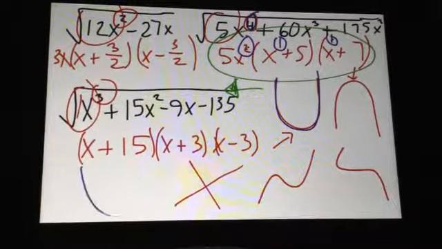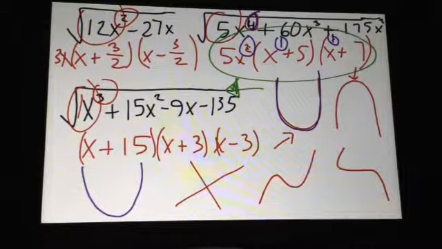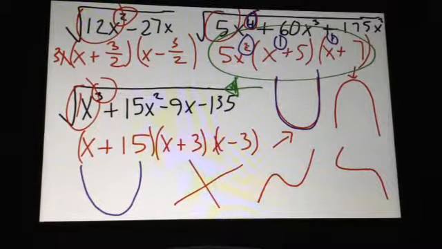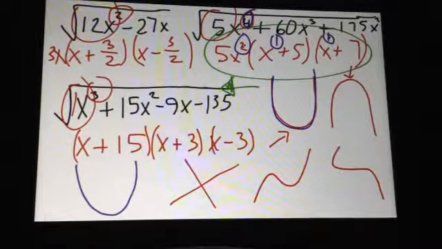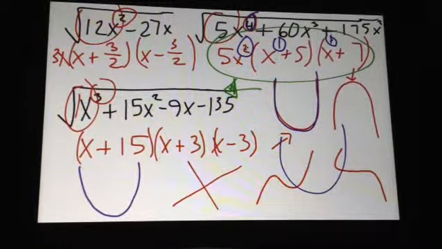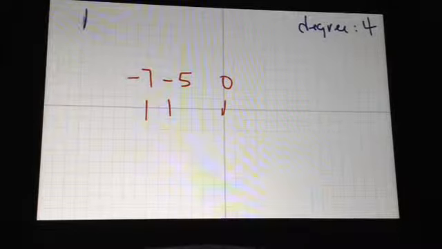This is what it looks like when an even degree has a positive A value. It looks like a U like this, like a parabola sort of. So we can start by putting our arrows in like this.